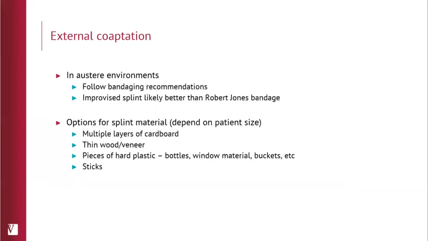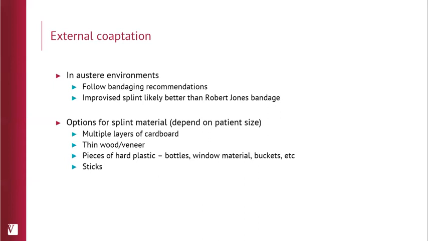Now, if we are in an austere environment where you don't have access to these types of splint materials, you still want to follow the same recommendations that are made for first placing your general bandage. And then if we have to make a choice between trying to improvise a splint and trying to come up with enough material to make a Robert Jones bandage, I would strongly recommend improvising a splint. So we've got lots of options of what could be used for splint material. Basically, anything that is relatively lightweight and that isn't going to buckle can be used in the short term.